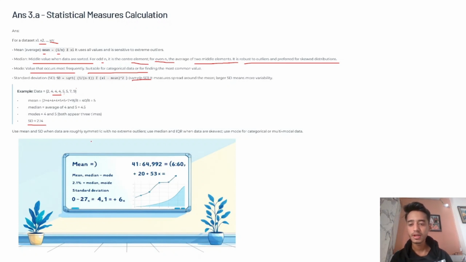Use mean and SD when data are roughly symmetric with no extreme outliers. Use median and IQR when data is skewed. Use mode for categorical or multimodal data.